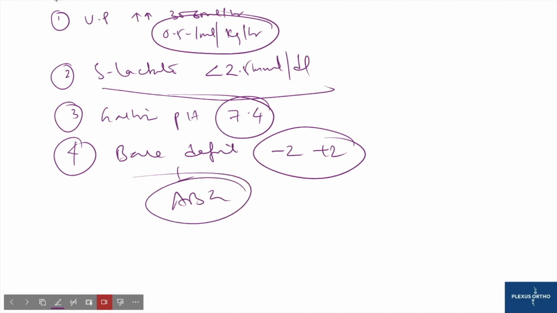So these are the 4 things that we see to check if the patient has been resuscitated from hypovolemic shock. Urine output should reach 0.5 to 1 ml per kg per hour, or let us say 30 ml per hour. Serum lactate should be less than 2.5 millimole per deciliter. Gastric pH should reach 7.4. Base deficit should be between -2 and +2. This indicates that the patient has been resuscitated sufficiently.